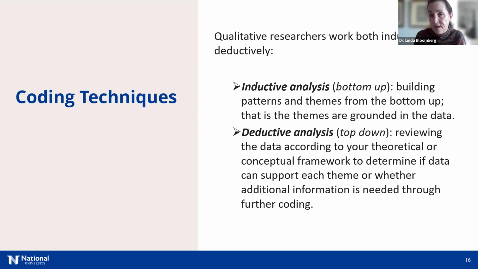So there are various coding techniques in qualitative research, and the researcher works on two levels, inductively and deductively. Inductive analysis is like a bottom-up analysis. We're building patterns and themes from the bottom up. The themes are grounded in the data. Deductive analysis is more of a top-down process where the researcher will be reviewing the data according to their theoretical or conceptual framework to determine if the data can support each theme or whether additional information is needed through further coding.